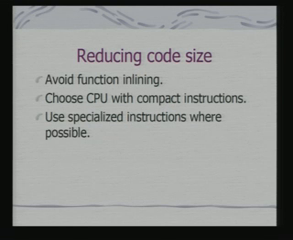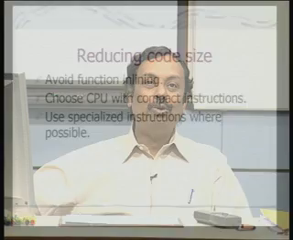So, for reducing code size, the basic strategy here is to avoid function inlining, choose a CPU with compact instructions. In fact, ARM shows an example, and use specialized instructions wherever possible. Okay. So, you know from the ARM example, we can do a judicious mix of Thumb as well as ARM instructions to reduce the memory required for the code.